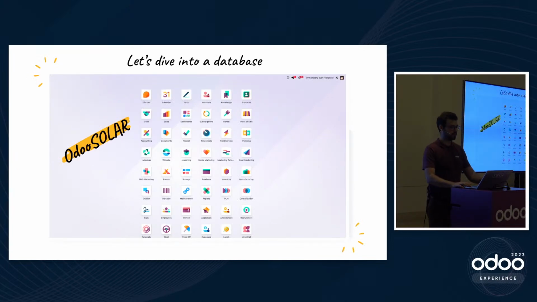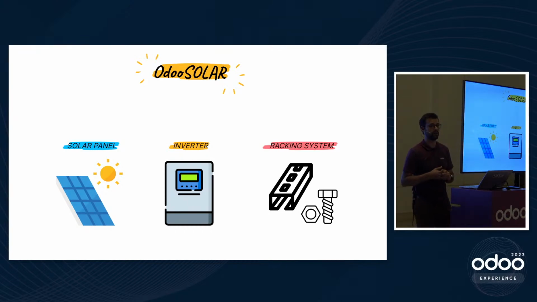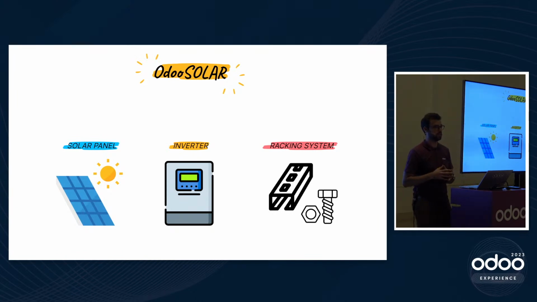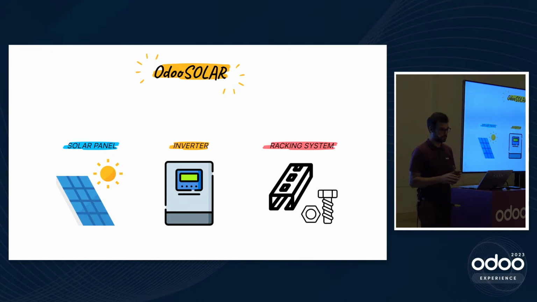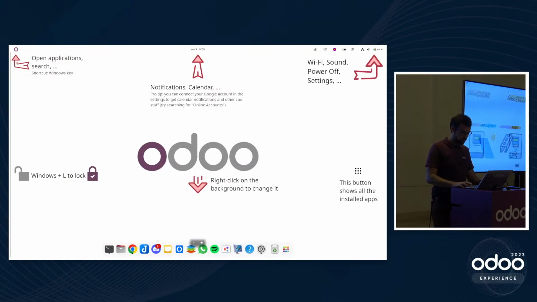Okay, now let's go to Odoo Solar, our business. So Odoo Solar is selling and installing solar panels on roofs. So we have basically 3 kinds of product here that we are going to check together. Solar panels and inverters, which are tracked by serial numbers, and the racking system, which is composed of mounting frames and some roof attachments. So let's dive now into our database.